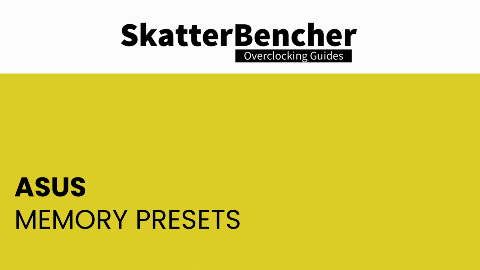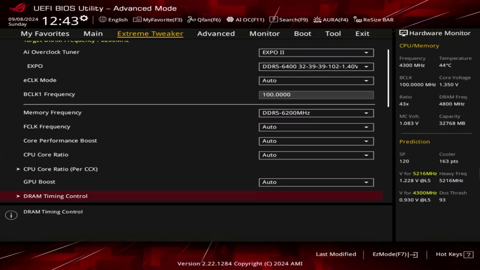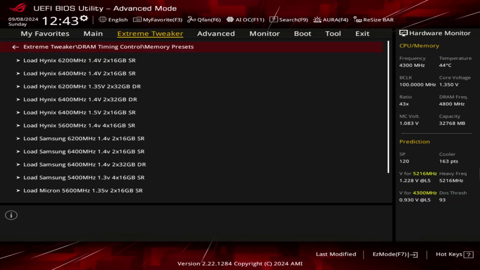The last piece of the puzzle is to tune the memory timings, and for that I rely in part on the ASUS memory presets technology and in part on experiences from previous SkatterBencher guides. ASUS memory presets is an ASUS overclocking technology that provides a selection of memory tuning presets for specific memory ICs. The presets will adjust the memory timings and voltages.